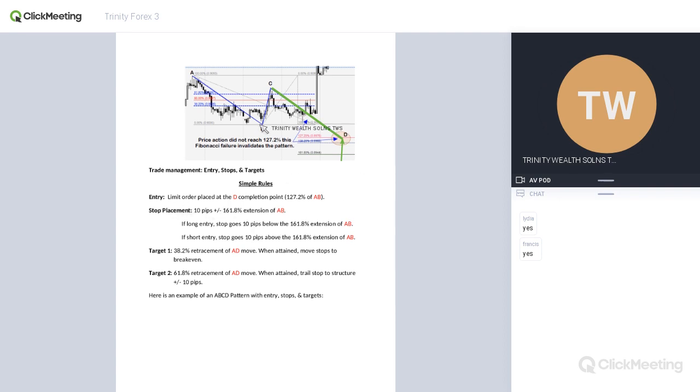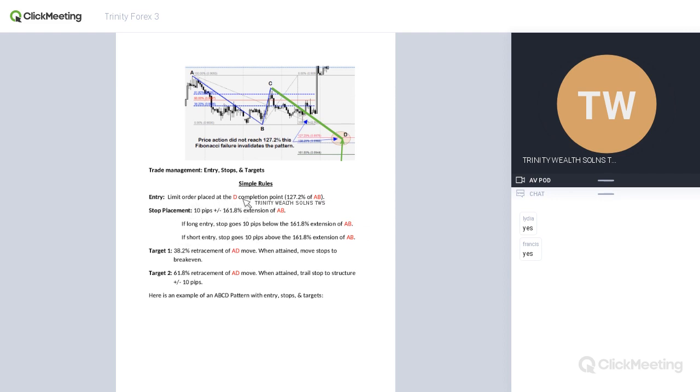So once point C is fulfilled, and when you measure your 1:1, it coincides with 127, you can already place your pending order here. Like in this case, we'll set a buy stop. Not buy stop, no, actually it's a buy limit, because the market is already here. It has not yet reached here. So you're telling the market, I expect you to turn here. So when you reach here, fill my order, go back with me. All right.